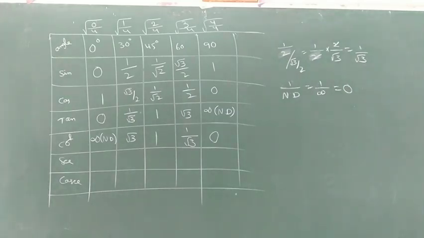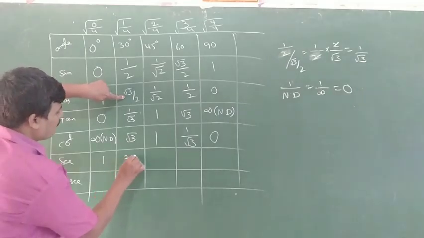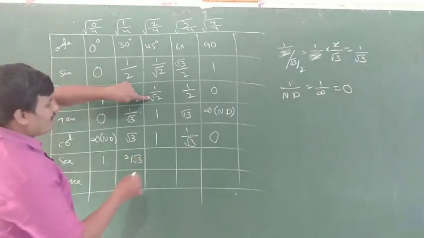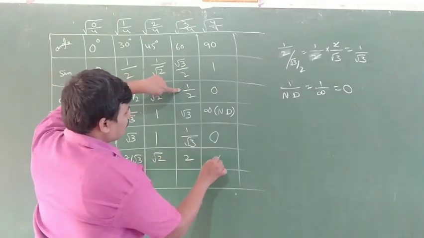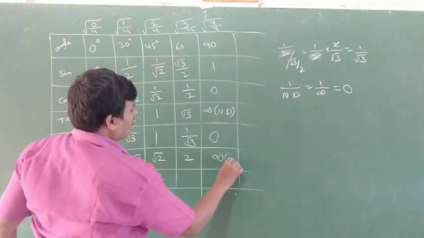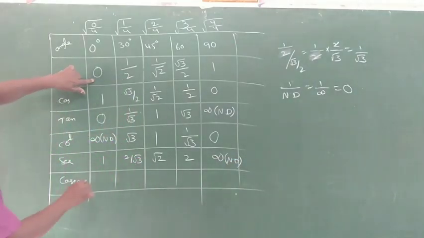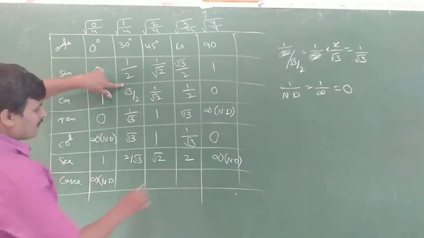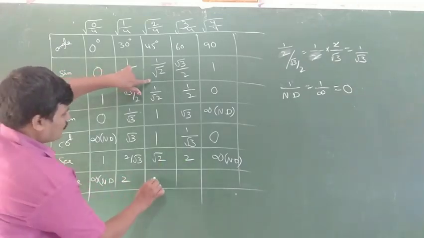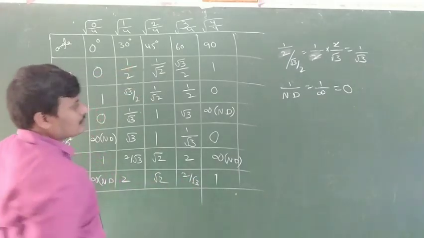Secant is the reciprocal, 1 by cos: 1 by 1 is 1. 1 by root 3 by 2 means 2 by root 3. 1 by root 2 means root 2. 1 by 2 means 2. 1 by 0 means infinity, or not defined. Cosecant is 1 by sine: 1 by 0 is infinity, not defined, then reversed: 2, root 2, 2 by root 3, 1.